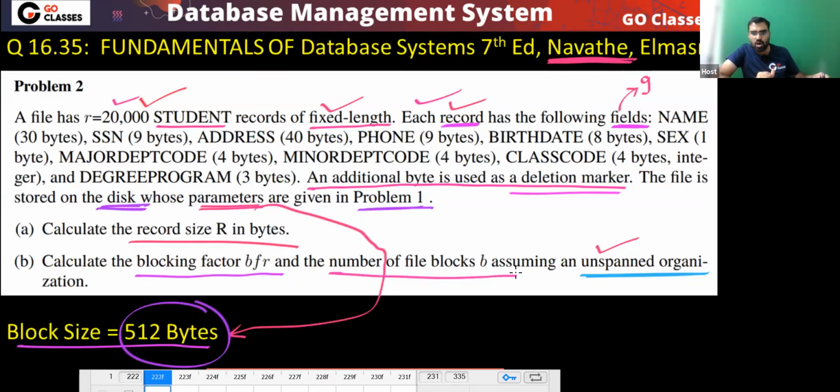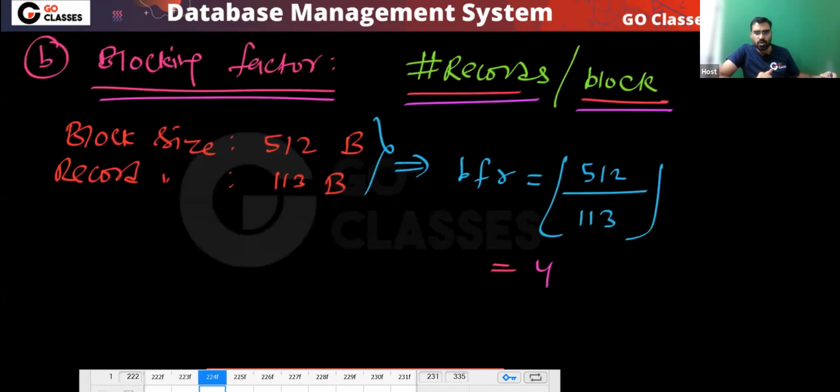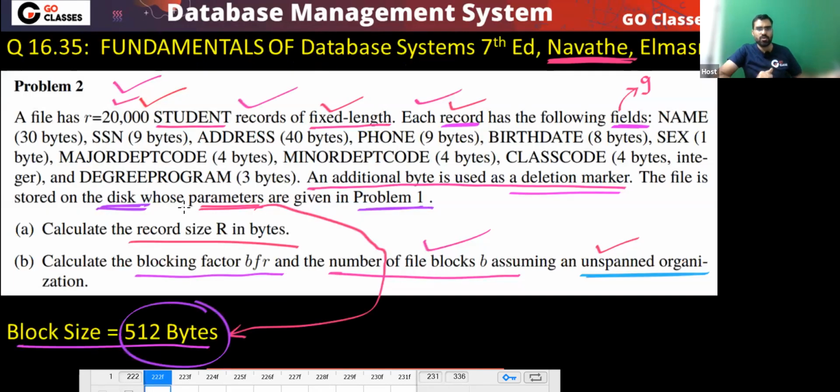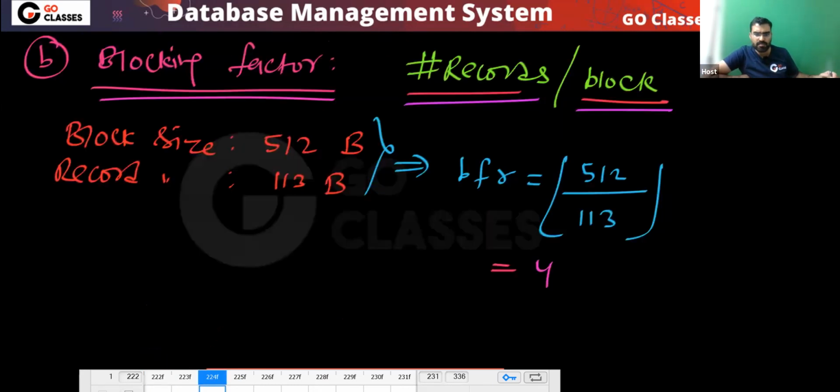Okay, the next question is asking how many file blocks you need for this file. Number of blocks for the file. In the file you have, remember, there are 20,000 records. This is already given in the question. Now we are asking how many blocks you need.